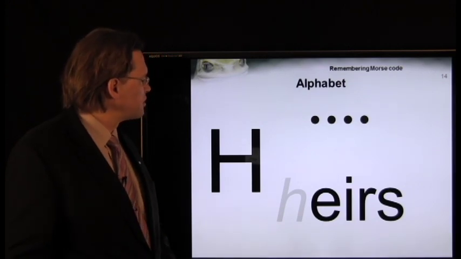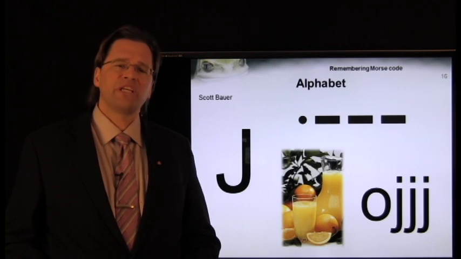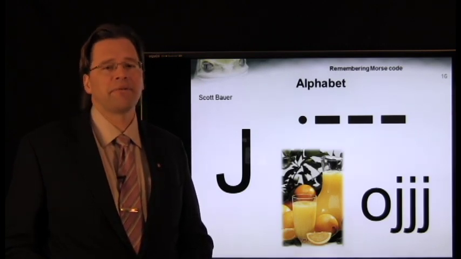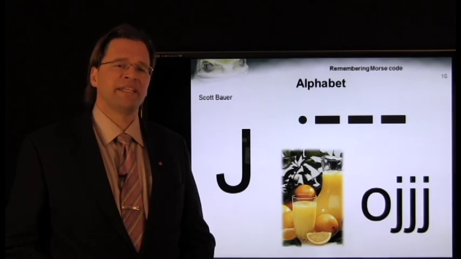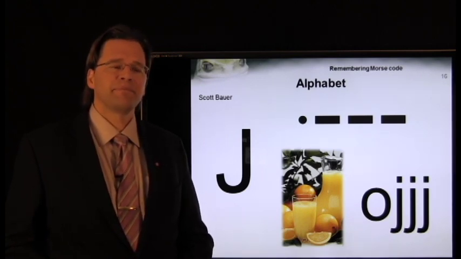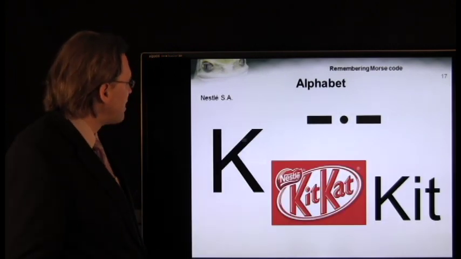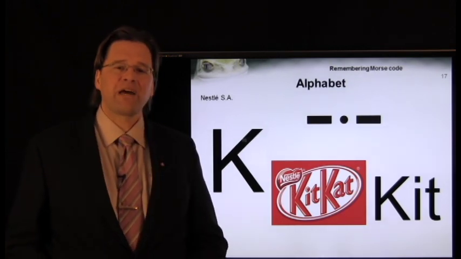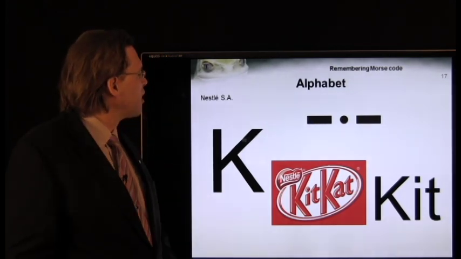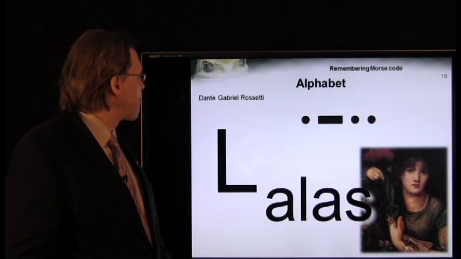For H, I think of the word heirs. Now, the H is silent, so we just have 4 dots. For I, there's in. For J, this one's hard. This is the hardest of the lot. I just think of OJJJ. It's not the best. If you can come up with something better, let me know. For K, Kit Kat is actually quite appropriate. Either kit or cat works quite nicely to remember the dot dash of the Morse code for the letter K.